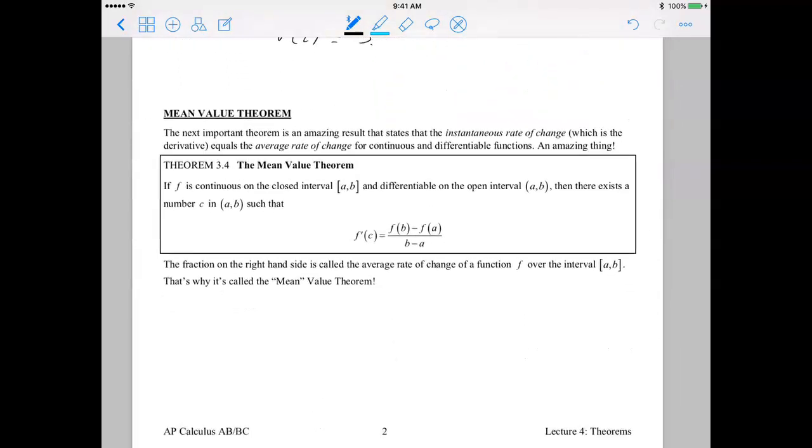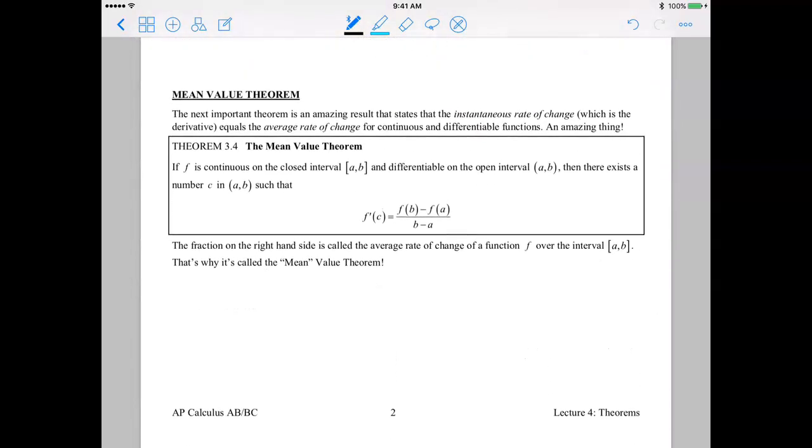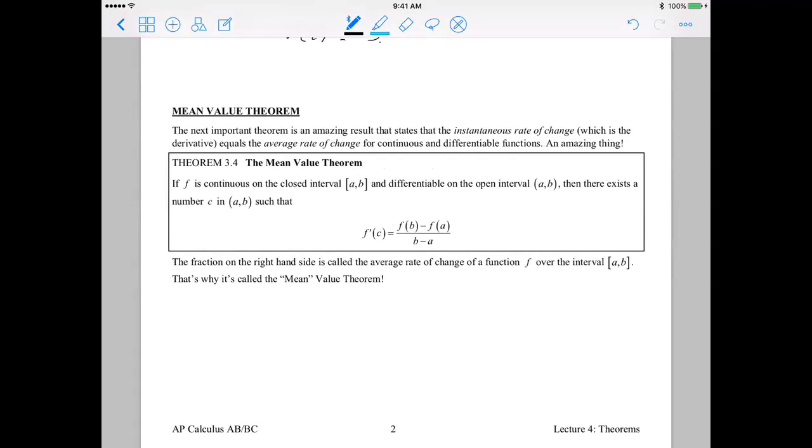Okay, the second theorem that we're going to talk about is the mean value theorem, and there is a reason that it is called the mean value that we'll talk about here in just a second. This is a really incredible theorem that basically says this, so I'll put it into a physical application for you. What the theorem says is pretty much this.